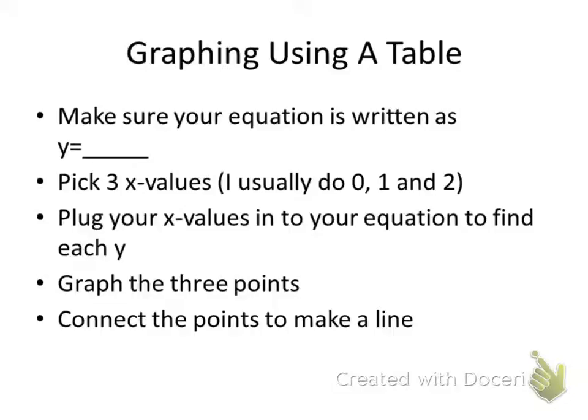Number 1, we are going to start by making sure that the y is by itself. So you want y equals and then all the other stuff on the right side. We're going to pick 3 x values. We usually do 0, 1, and 2 just because they're the easiest numbers.